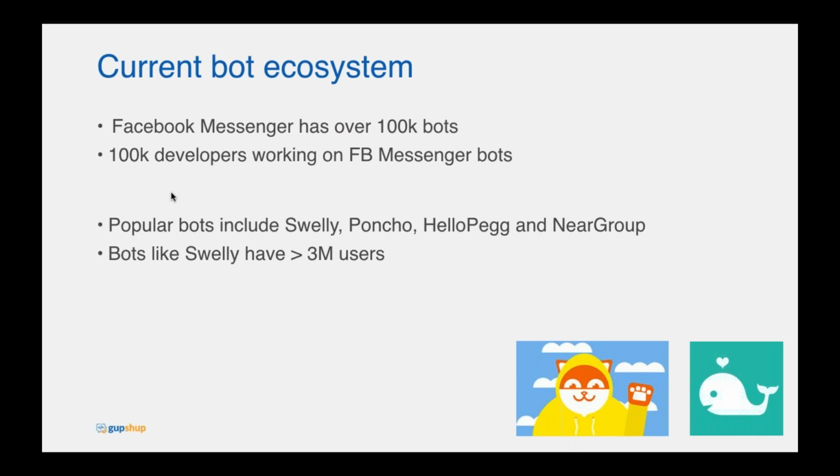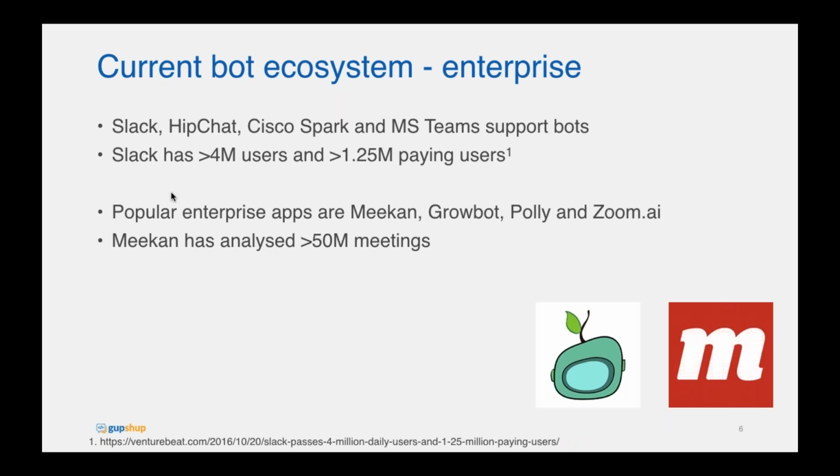Now, these examples are very consumer-facing, day-to-day chatbots, but you also have the enterprise and work-related chatbots, which is also a fairly large network. Currently, Slack, HipChat, Cisco Spark, and Microsoft Teams are all in the space, and they all support chatbots. Slack alone has more than 4 million users and more than 1.25 million paying users. That's a staggering amount for such a young startup. And by the way, this is 2016 data, so the number of users and paying users has definitely increased.